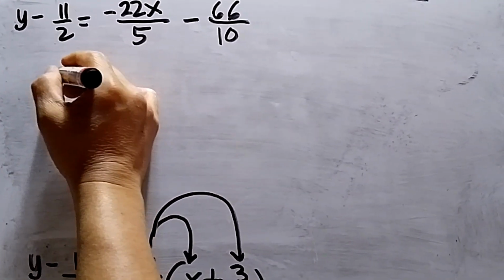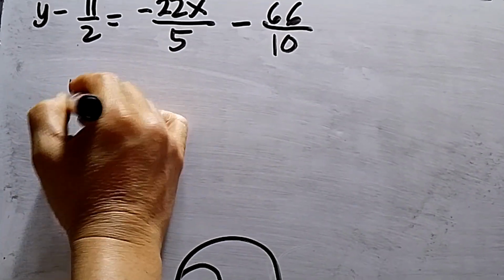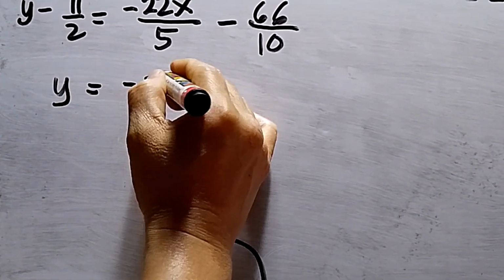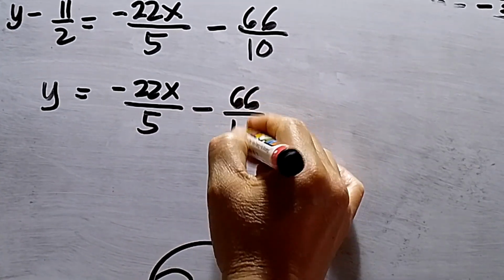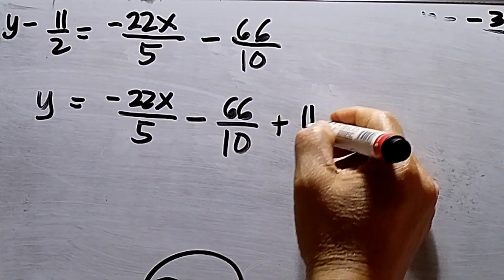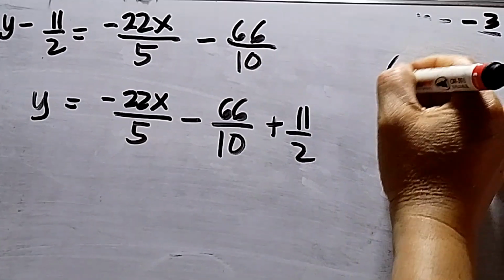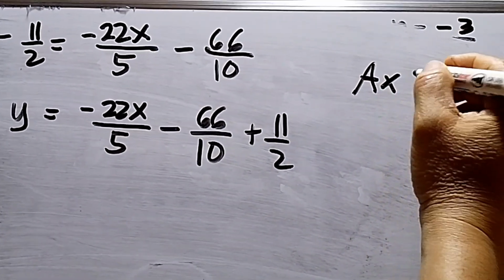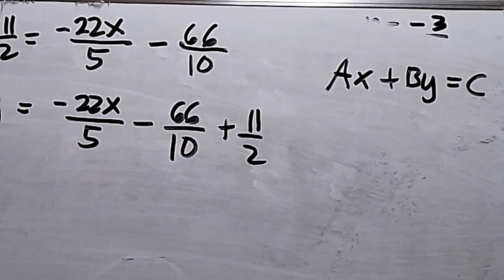So this will be y is equal to negative 22x over 5, and then this will be negative 66 over 10. Transpose this one to the right, so this will be plus 11 over 2. Take note, we need this equation in the standard equation of a line, Ax plus By is equal to C.